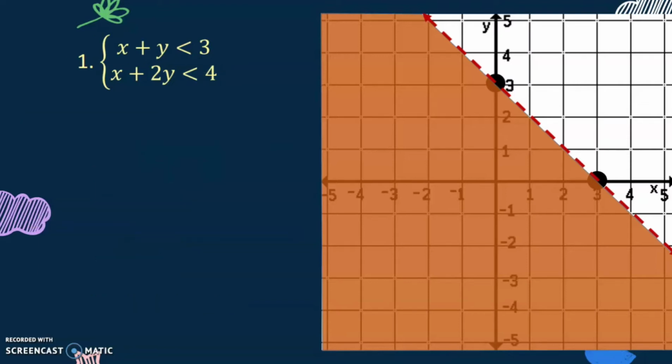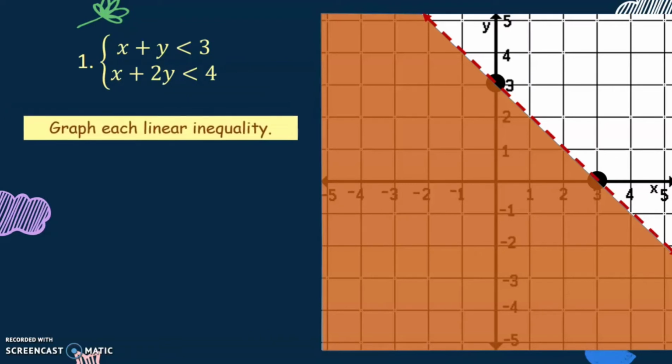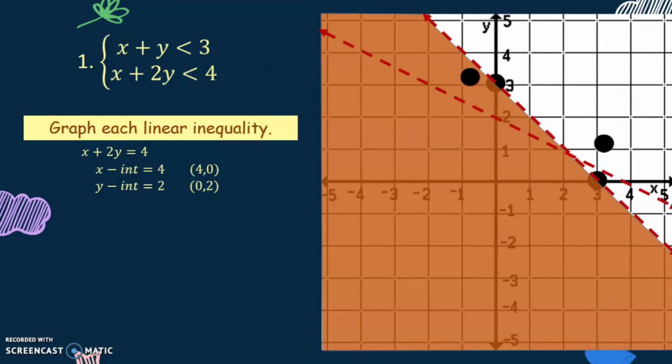Then after we graph the first inequality, let's graph the second inequality. x plus 2y is less than 4. First, write the related linear equation. Solve for the x and y intercepts. So the x-intercept, we have (4, 0). The y-intercept, we have (0, 2). After that, plot the intercepts and connect them using a straight line. So we used a broken line because the inequality symbol of the second inequality is less than. That's why we used a broken line.